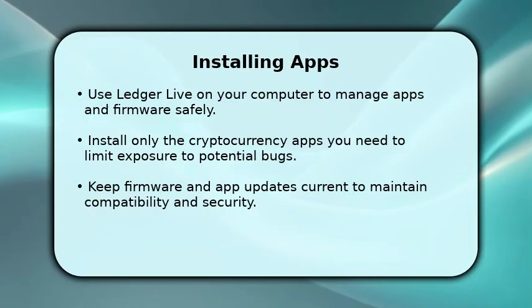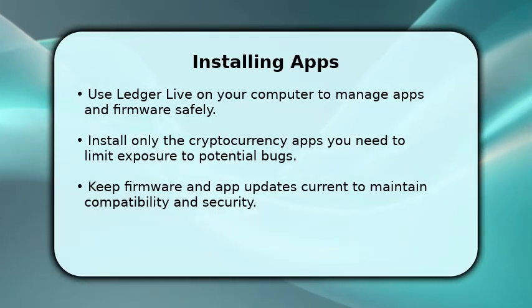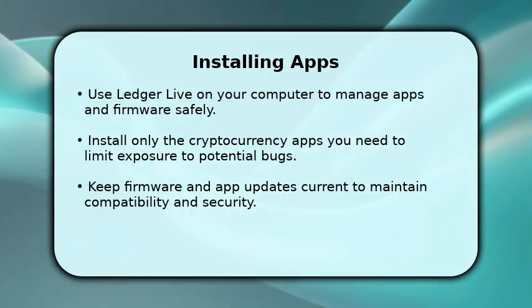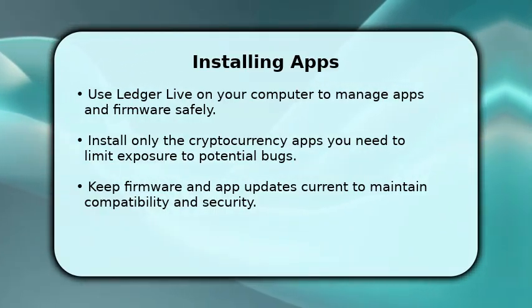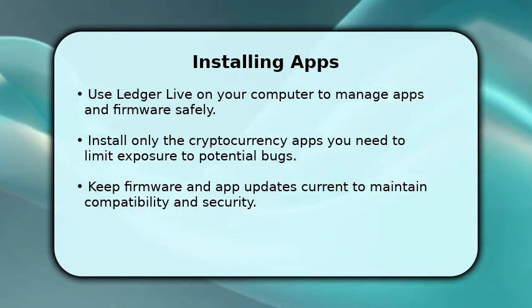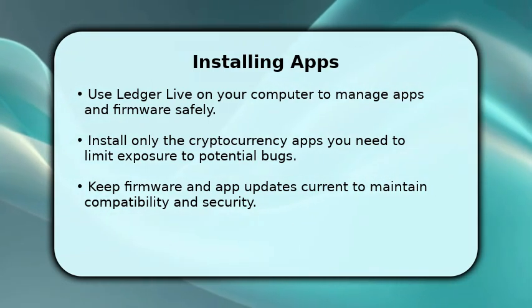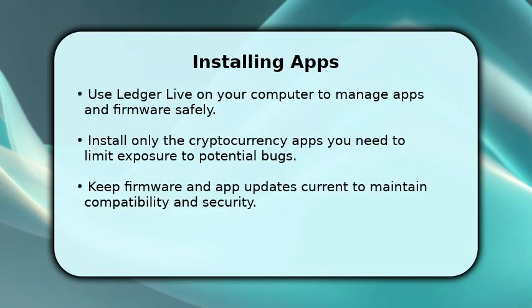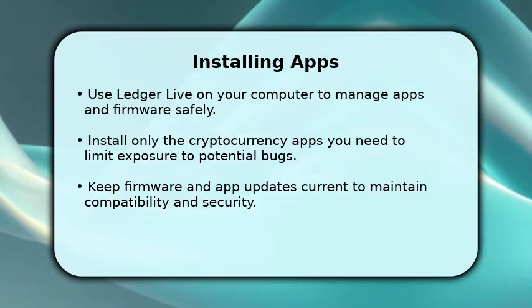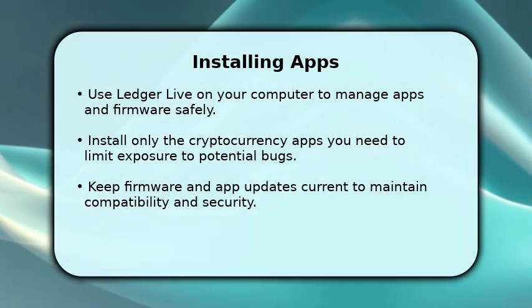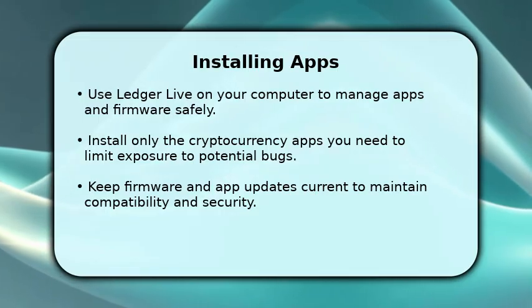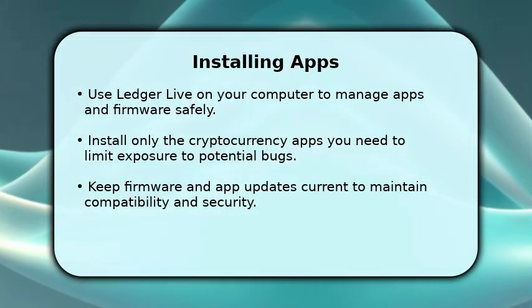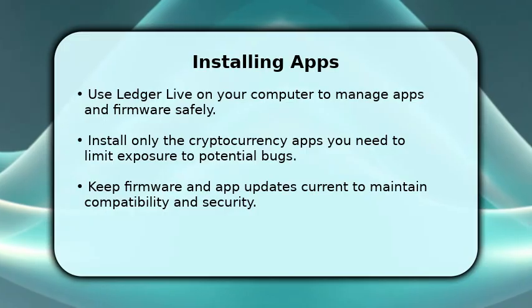Open Ledger Live and connect your device using the official cable, then complete the authentication steps shown on both screens. Navigate to Manager to install only the apps for the coins you plan to store and approve each installation on your Ledger. Regularly check for firmware and app updates and apply them promptly while keeping your recovery phrase offline. This keeps your wallet compatible and minimizes risk from outdated software.